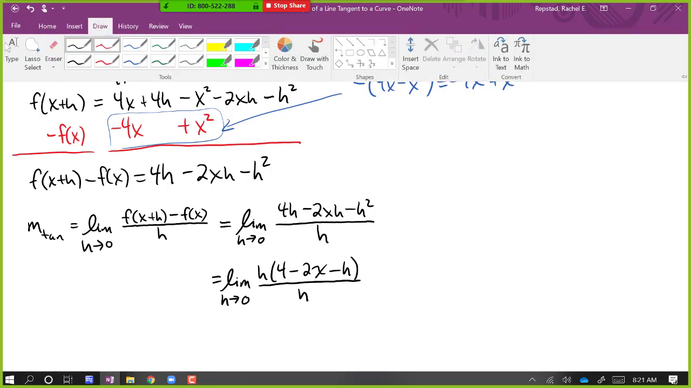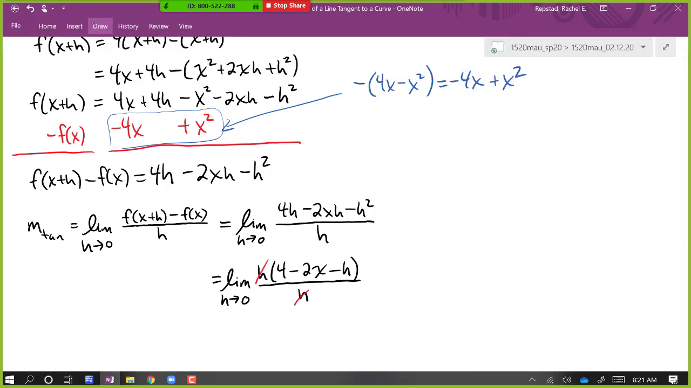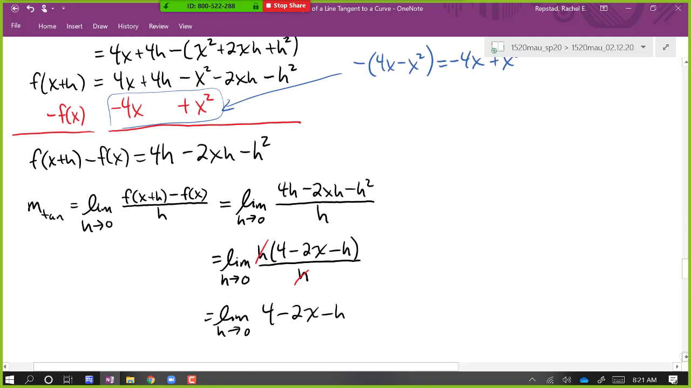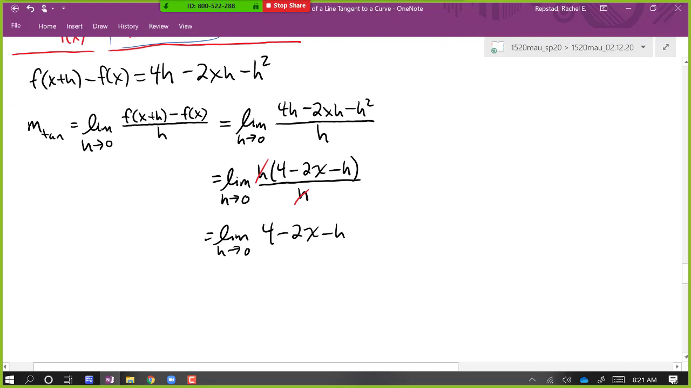And when we do that, now we can cancel that common factor of h. So we want to evaluate the limit as h approaches 0 of 4 minus 2x minus h. Okay, now we can let h go to 0. Note that this is a limit as h goes to 0. x isn't doing anything, right? So I'm only going to see what happens when we let h go to 0.